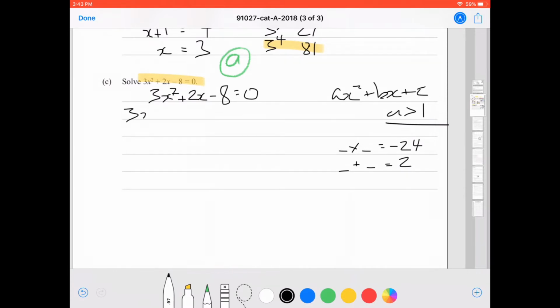So we're going to say 3x squared plus, and now we split the b term up into our two numbers, so plus 6x minus 4x. And you'll see we haven't actually changed anything. It's just another way of writing positive 2x minus 8 equals 0.